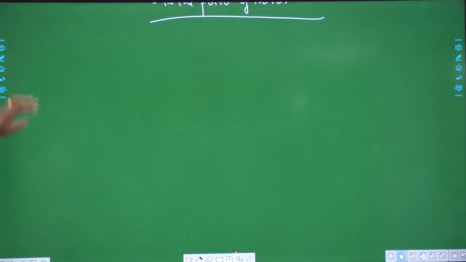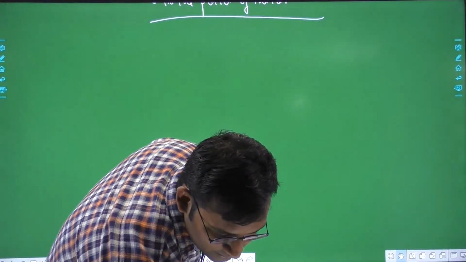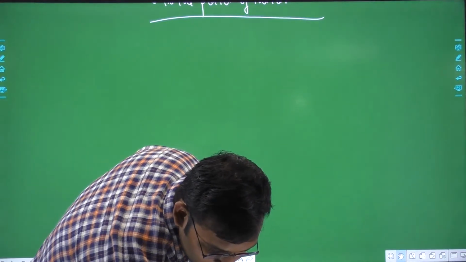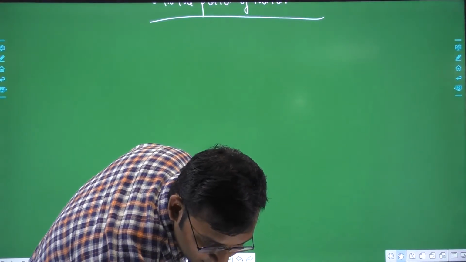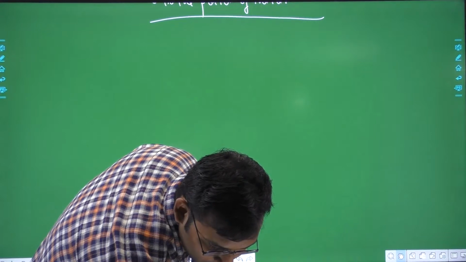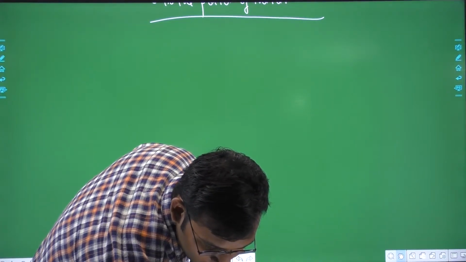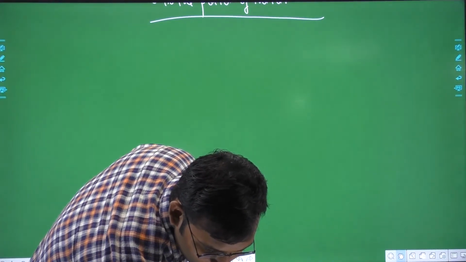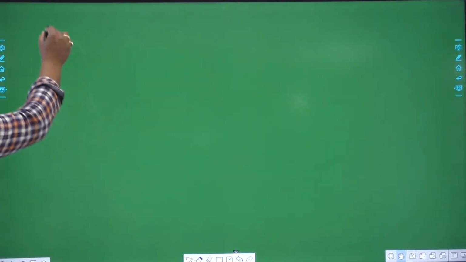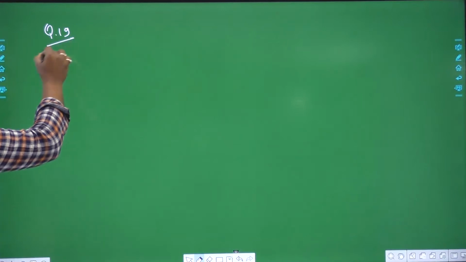Okay. Now the next question that has been asked is from MSQ. Again, it is an easy question. So you could have easily attempted it. No worries. Oh, no, sorry. There's a question in orthogonal trajectories also. This is question number 19. So question number 19 is again based on orthogonal trajectories.